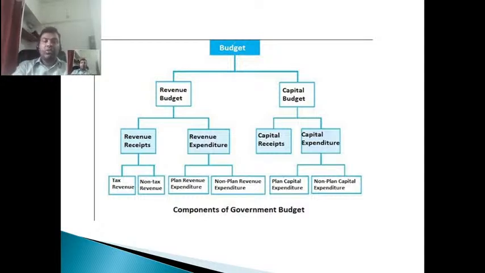So this is a brief about budget and why we make a budget. We make a budget to ensure that whatever we are planning, we will come to know how much money we have, how much money we can spend, how much money we need to borrow. If there is something called a fiscal deficit, we are going to see what is fiscal deficit and fiscal surplus.